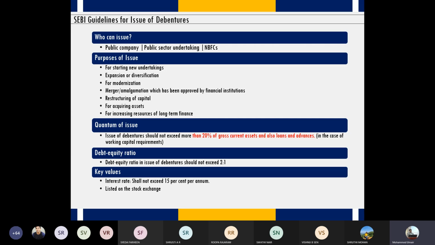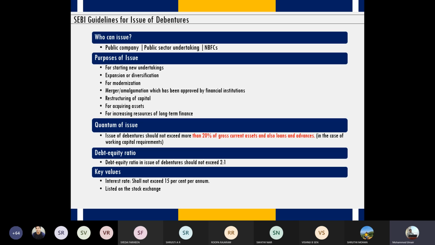So that should not happen. There is an interest rate cap which is fixed by the government, SEBI. So interest rate cannot exceed 15% per annum. Usually companies don't offer such a high interest rate. The interest rate on debentures varies from 8.5% to 11%. So 15% is very unrealistic. No company offers 15% rate of interest, but companies are allowed to offer up to 15%, right?